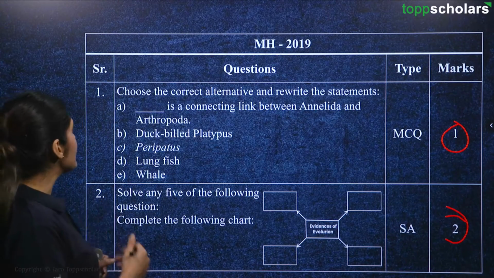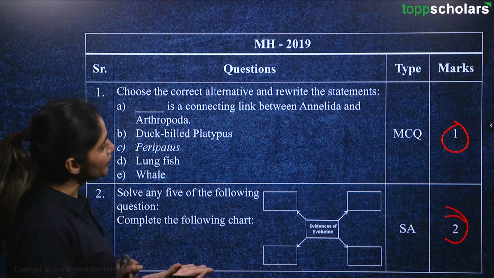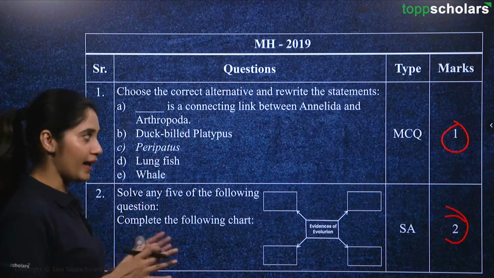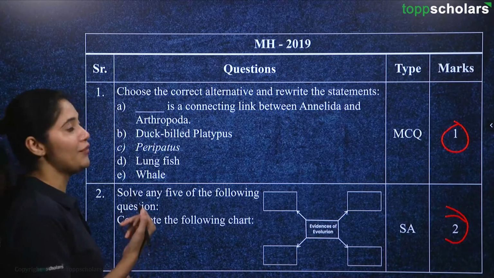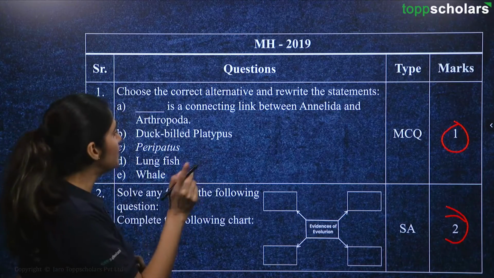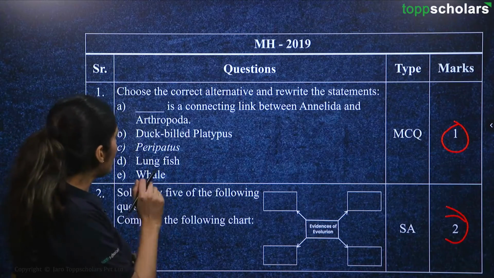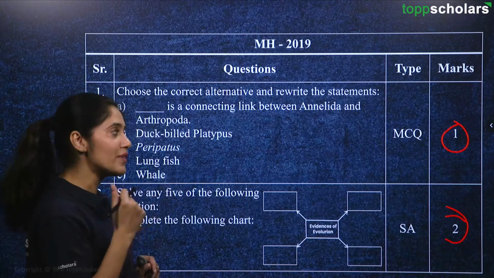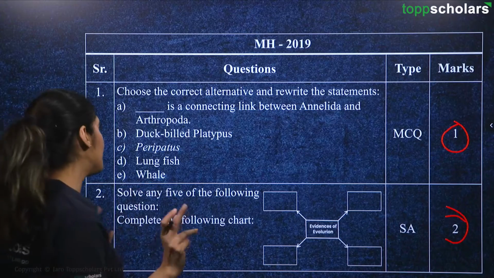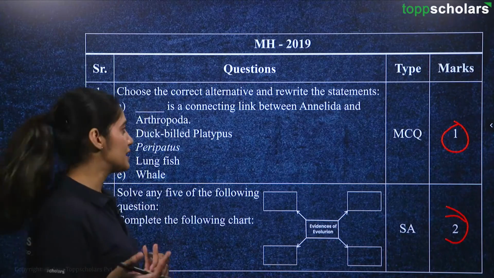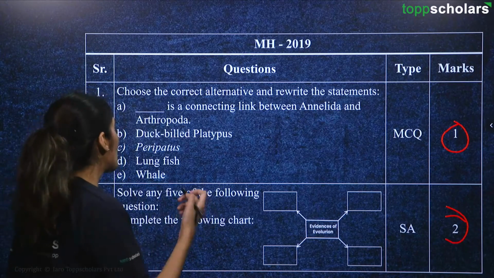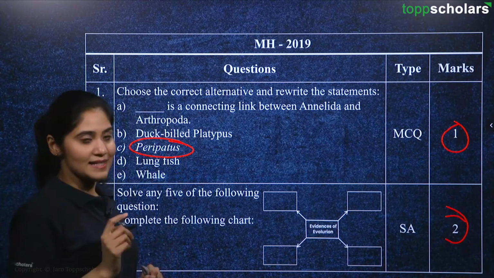The question is: dash is a connecting link between Annelida and Arthropoda. We should know that by heart anyway, but we have options, so why not use them? Your options are duck-billed platypus, peripatus, lungfish or whale. Which one is it? What is the connecting link between Arthropoda and Annelida? Duck-billed platypus, obviously not. We know that it is a connecting link between reptiles and mammals. So is it peripatus? Yes, it is.